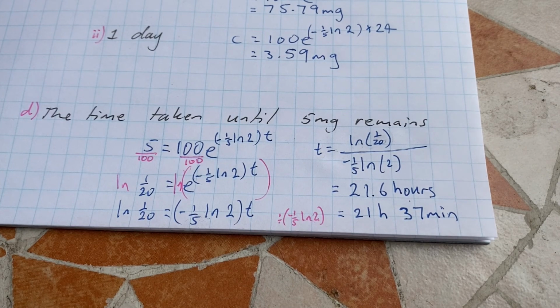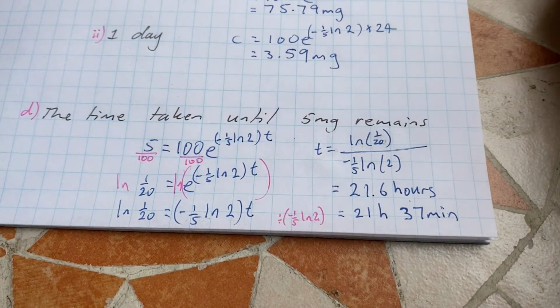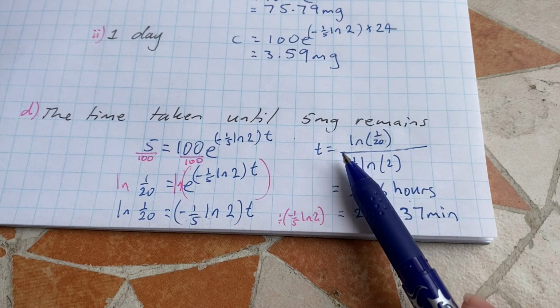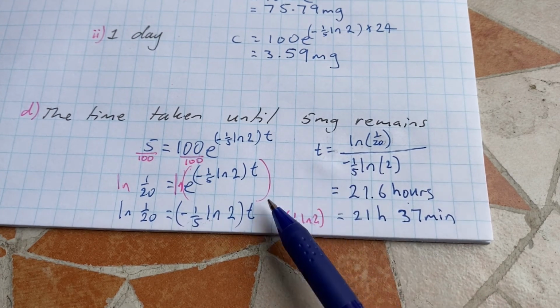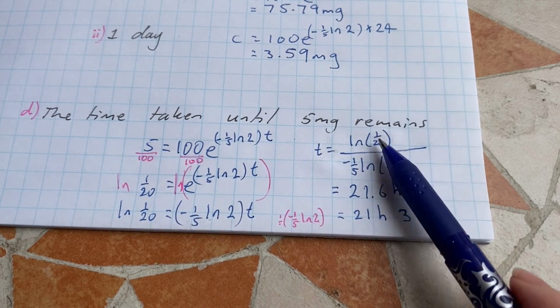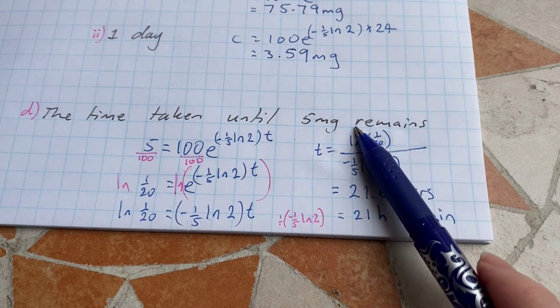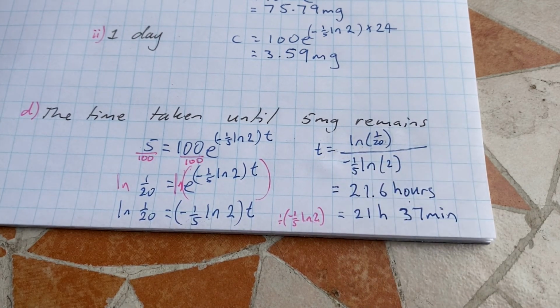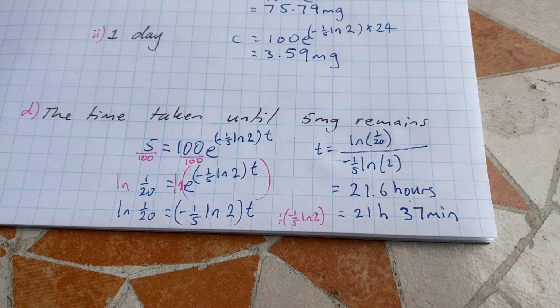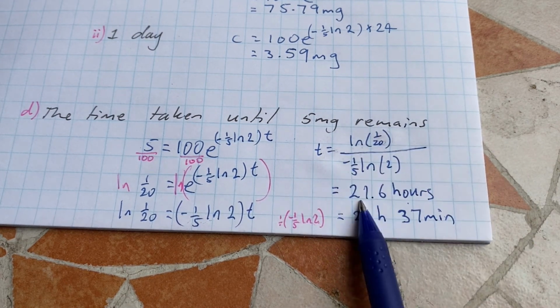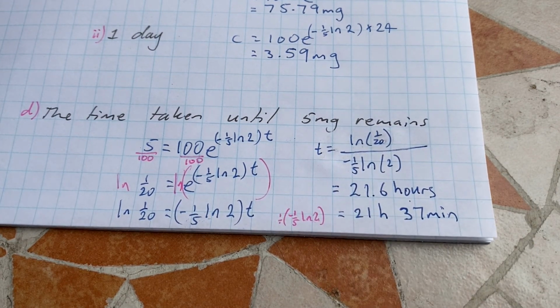Okay, I had a little glitch with my recording, so I'll just talk through what I've written over here. So I've divided each side by this part in the brackets, giving me t equals this. Make sure you put that in your calculator yourself, because it's a bit of a tricky one. Just make sure you get that same answer of 21.6 hours.